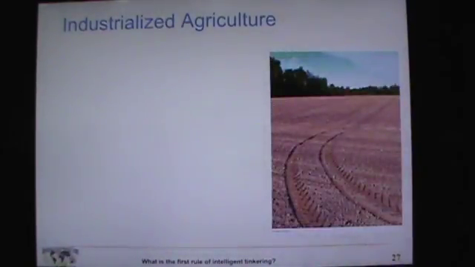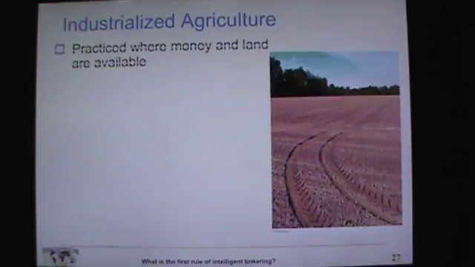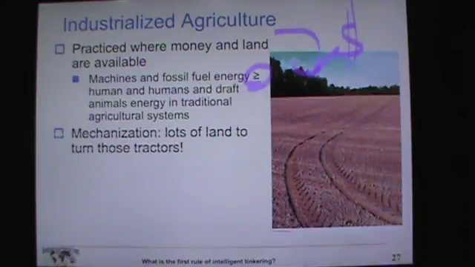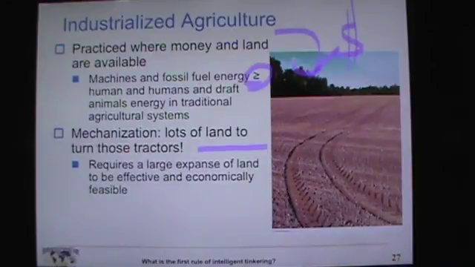Looking at industrialized agriculture, that's a nice plowed field we're all familiar with. It's practiced where money is available. It takes a lot of dollars to get a field that cleared and that leveled. Those machines and fossil fuel energy are much greater in their energy use than humans and draft animals. Mechanization takes lots of land to turn those tractors. We saw that in the picture of the Kansas field. It requires a large expanse of land to be effective and economically feasible. Kind of eliminates the small farmer.